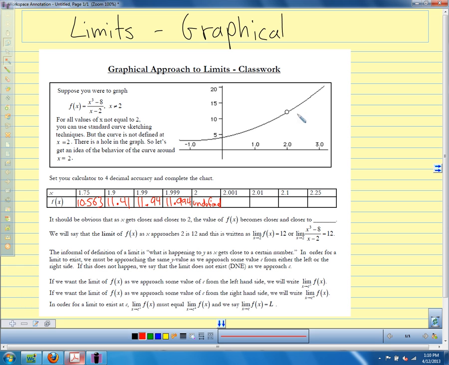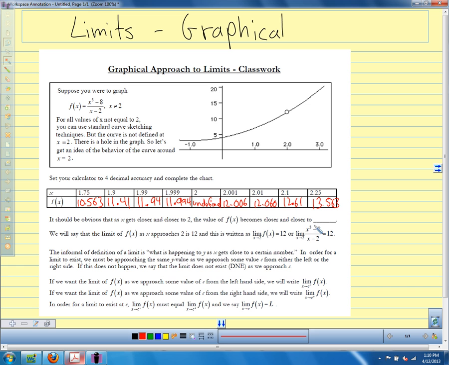Now we're going to go on the other side of 2. If I plug x equals 2.001, I get 12.006 for my function. 2.01, I would get 12.060. Going a little further away from 2, 2.1, 12.61. A little further away, 13.563.